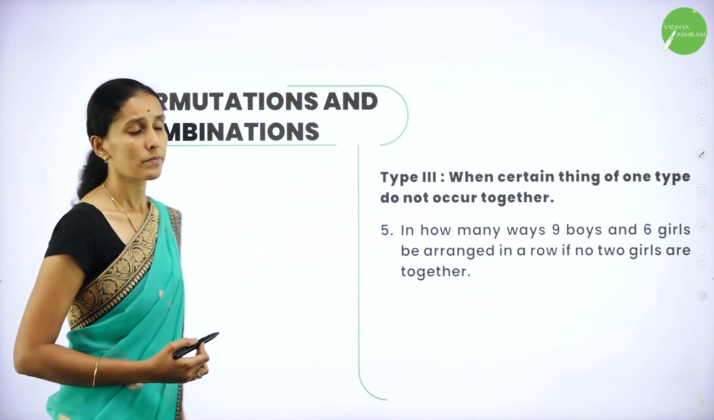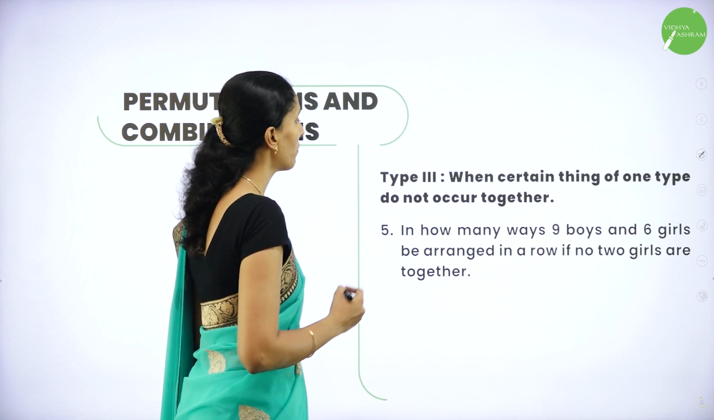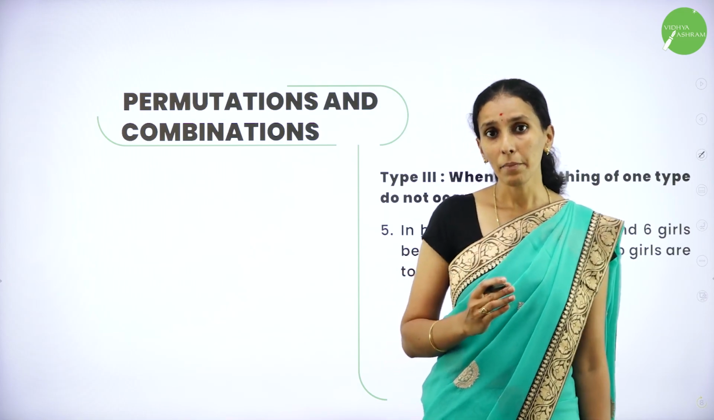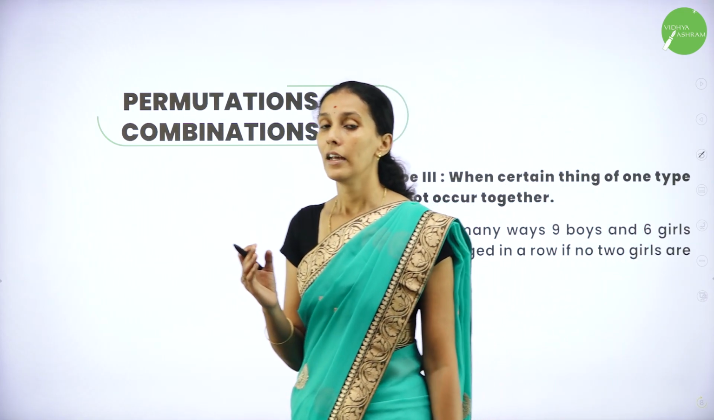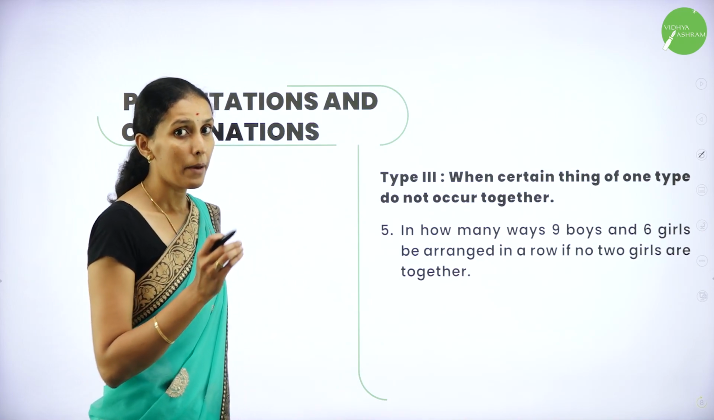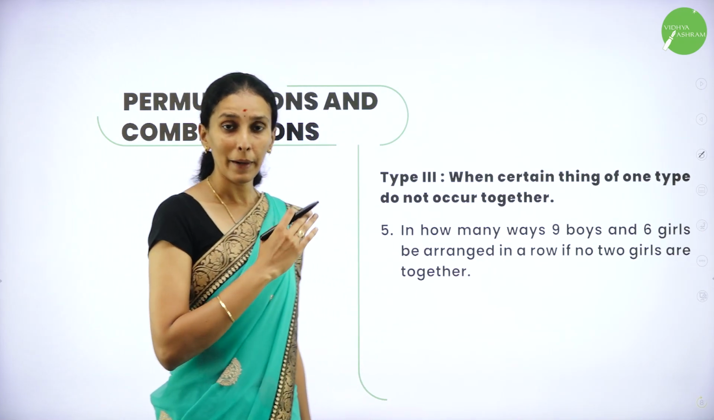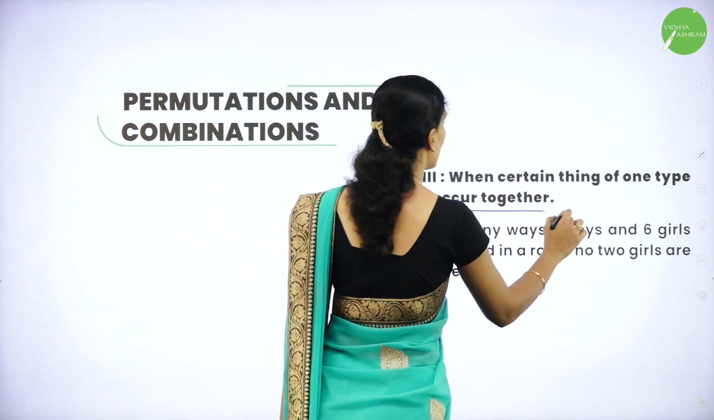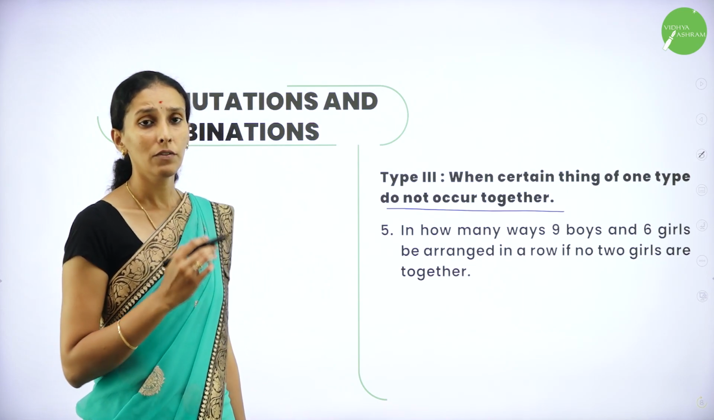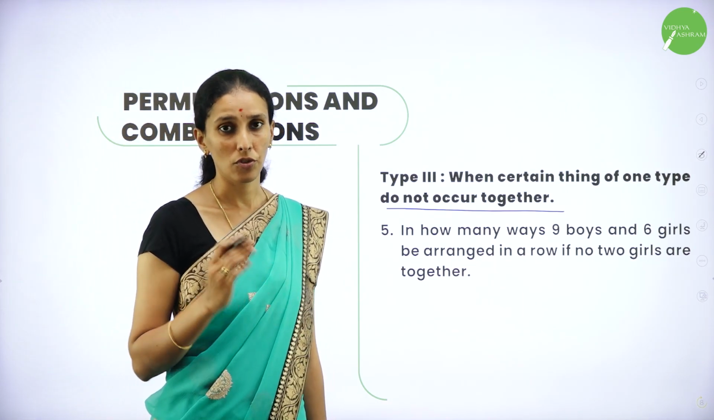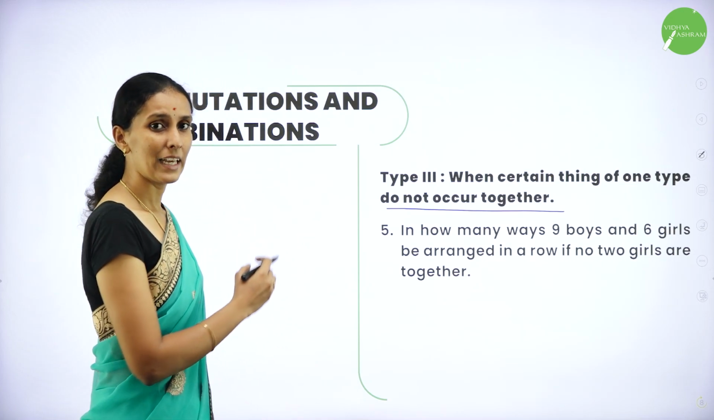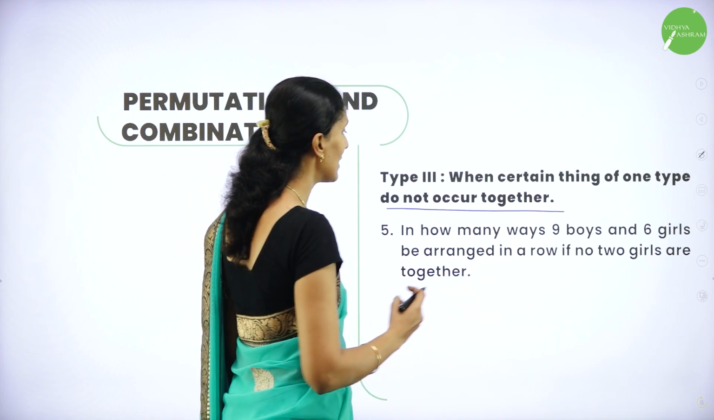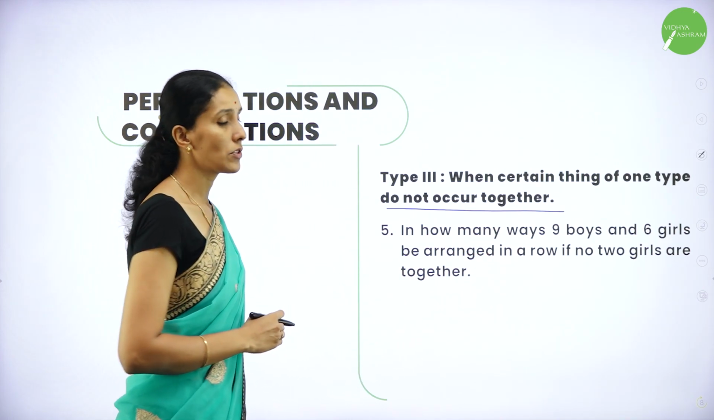Okay, so the next type, when certain things of one type do not occur together. In the previous examples we have learned the type where they always occur together, like 3 boys are always occurring together, 7 maths books should be arranged together, like that. But here the things do not occur together. Then what about my total number of permutations or arrangements? Let me take an example: in how many ways can 9 boys and 6 girls be arranged in a row if no 2 girls are together.